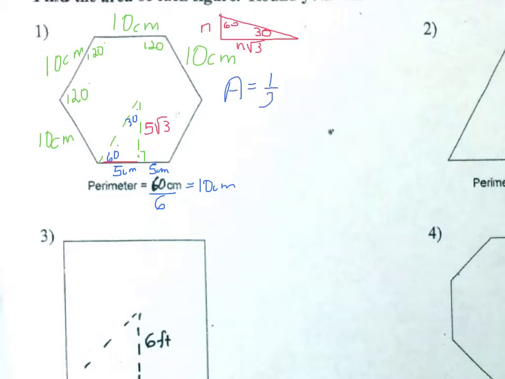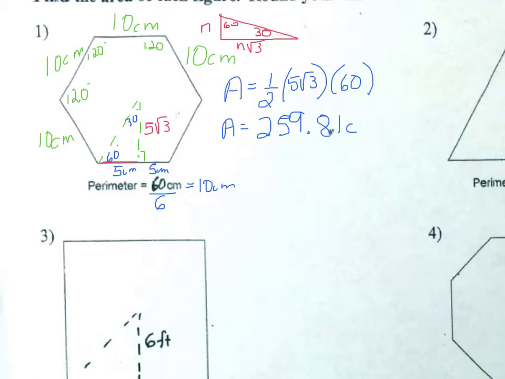A equals 1/2. The apothem is 5 square root of 3. And then the perimeter, which was given to us, is 60 centimeters, so it's times 60 centimeters. So A equals, I just put all of that into the calculator, 0.5 times 5 square root of 3, move to the right, times 60. And that should give you 259.81, and centimeters times centimeters gives you square centimeters, and that's number 1.